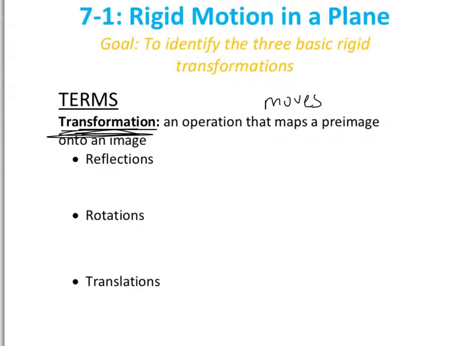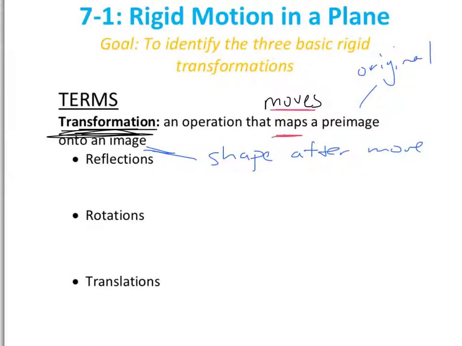I use the term maps here so you recognize it when you see the word maps used to describe transformations. A pre-image is your original shape, and the image is the shape after the mapping or the move. So it's just taking an image and moving it around. If you've ever used Microsoft Word or anything, and you've put in an image and moved it around or rotated it, that's all transformations.